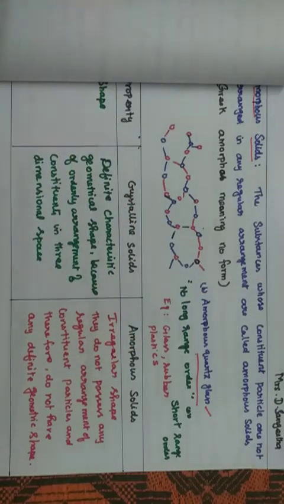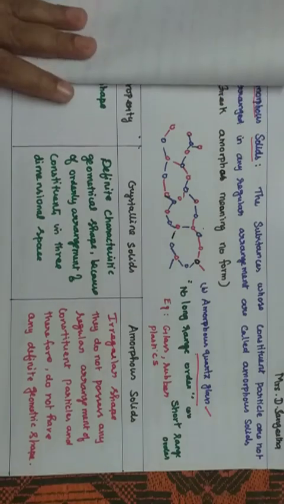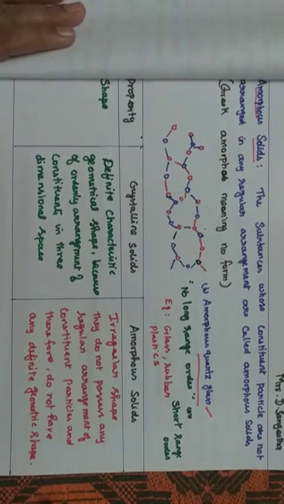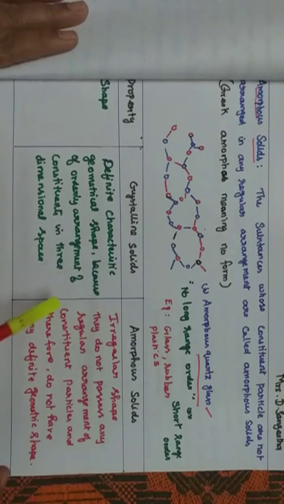Substances whose shape we cannot change come under crystalline solids. That is the main difference between the shape of crystalline and amorphous solids: a definite characteristic geometrical shape because of the ordered arrangement of constituents in three-dimensional space in the case of crystalline solids.